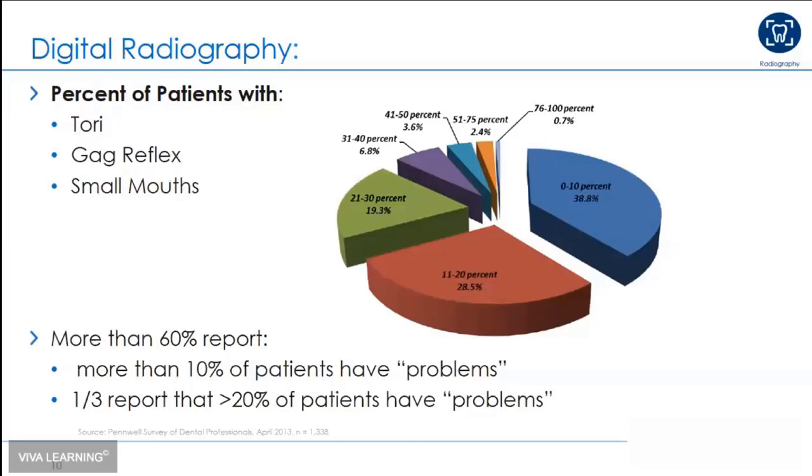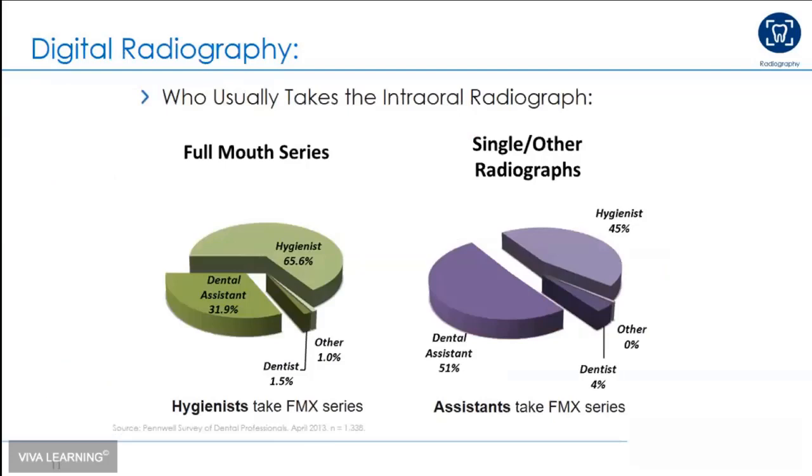So getting back to the issue of gag reflex and small mouths and tori, digital radiography using a phosphor plate, certainly the way to go. Now, when it comes to taking the radiographs, most often those of us as practicing chairside dentists relegate that responsibility to either our hygienist or our assistant. And as you see here, 65.5% of hygienists are the ones that take them, and that's when it comes to full mouth series. But for single radiographs, more often than not, it's our dental assistant, because we are taking that chairside.